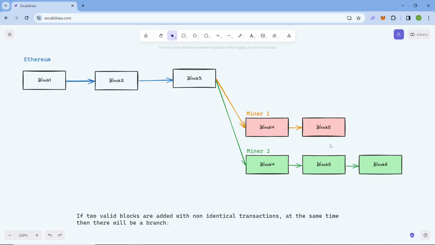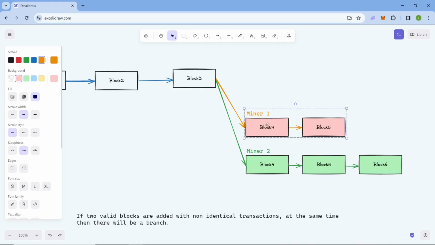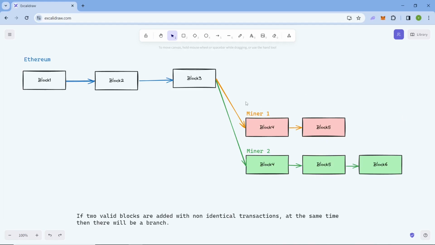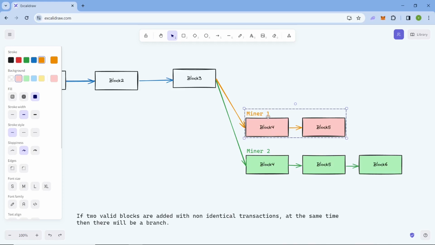Now some other nodes will start creating new blocks on miner 1's branch, and some other nodes will start creating blocks on miner 2's branch. The consensus used here is that the longer the chain, the more valid it is. Now here the finality comes in. Block 4 is added by miner 1, and block 4 is also added by miner 2 in a different branch. Now other miners will add different blocks to it.